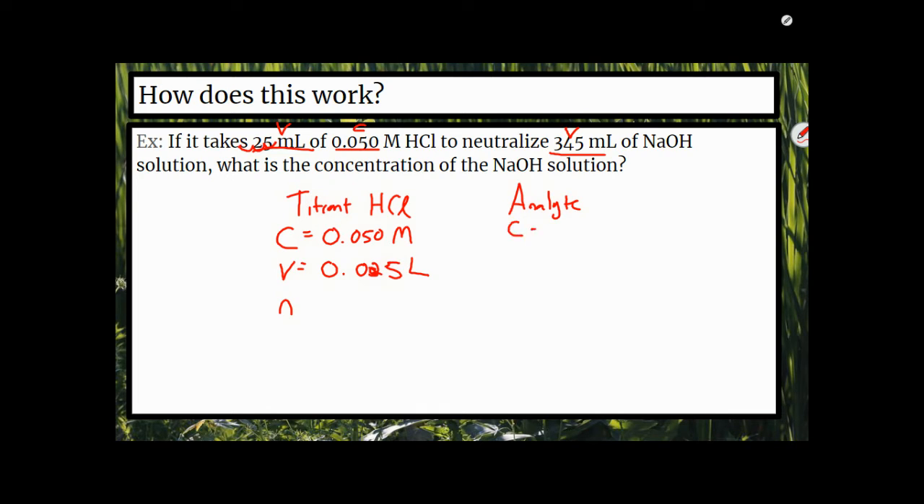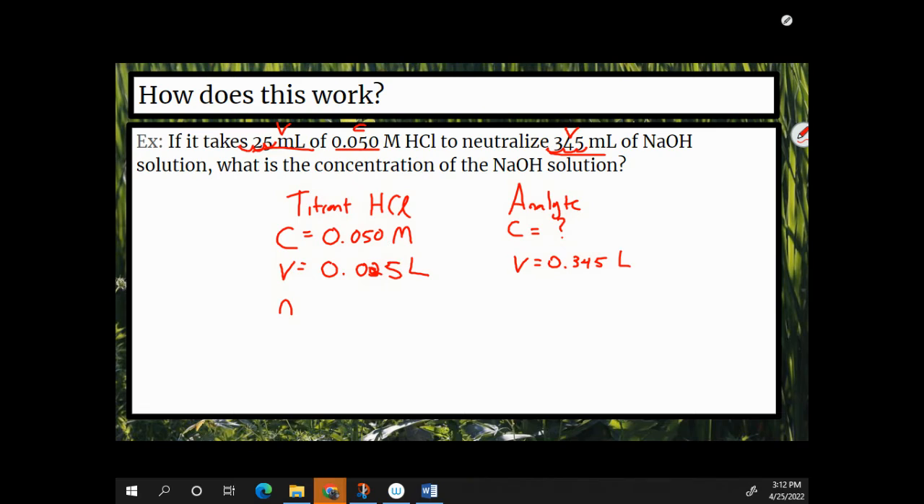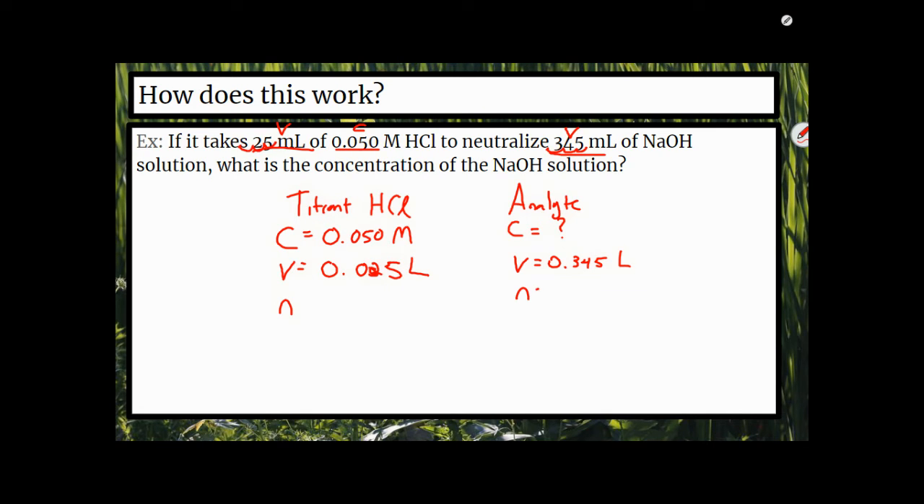So I got concentration, which I'm looking to find, and a volume I know, moving the decimal 1, 2, 3 places to the left, so 0.345 liters of NaOH, and I'm looking for a number of moles. So I know when I've got an acid-base reaction and the acid only has one hydrogen, we call that a monoprotic acid-base reaction. So I'm going to write the reaction up here.